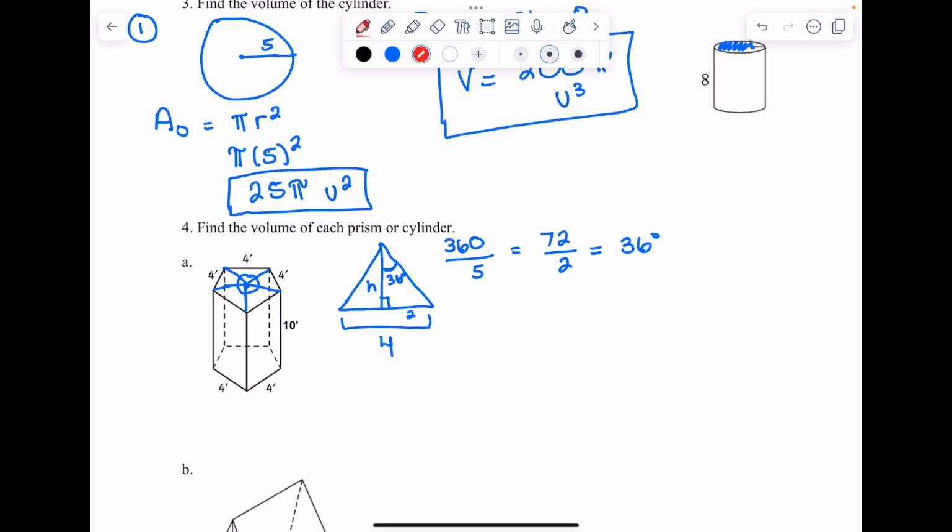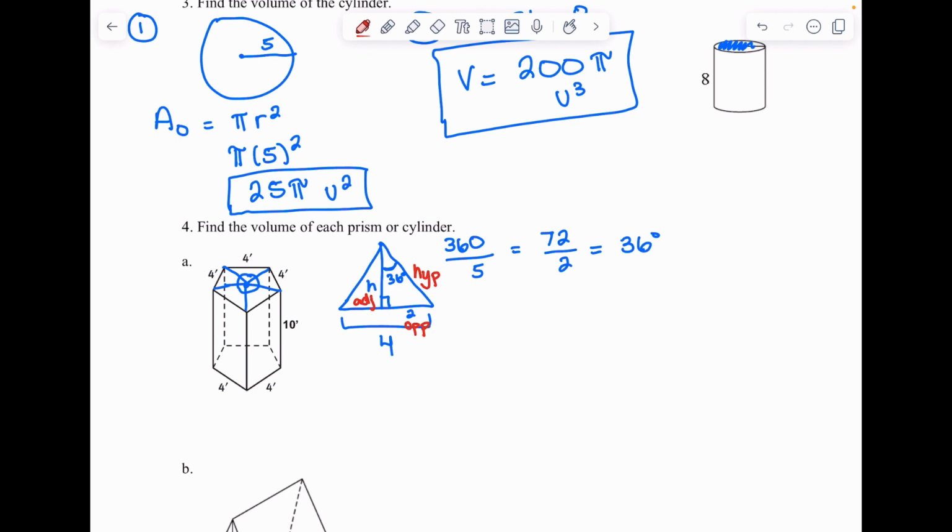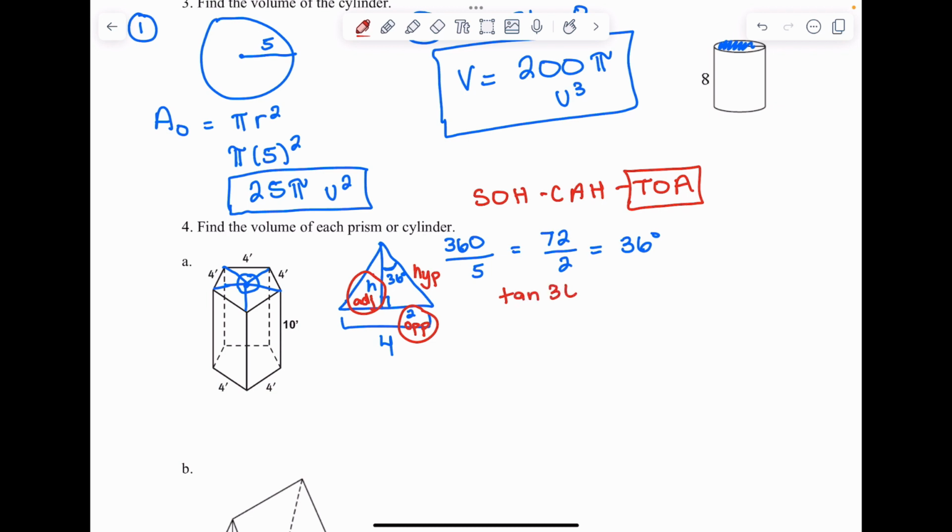And I'm going to label opposite, adjacent, and hypotenuse, so that I could use SOHCAHTOA. It looks like I have opposite and adjacent, which tells me I'm going to use tangent. So tangent of 36 equals 2 over h.